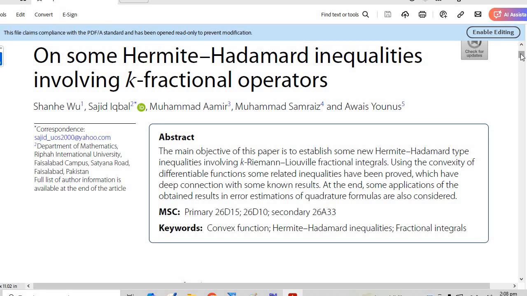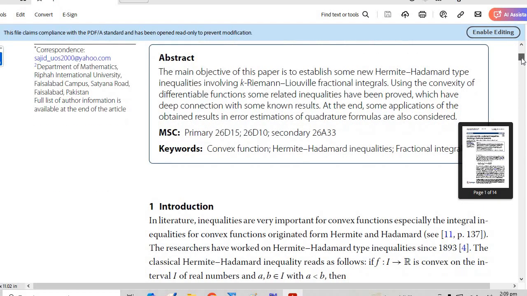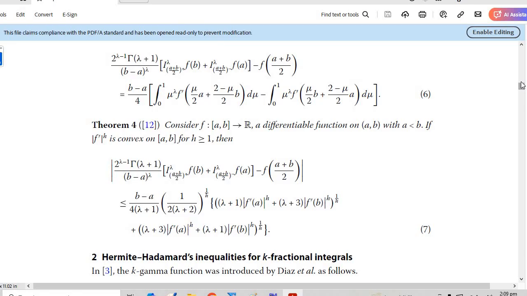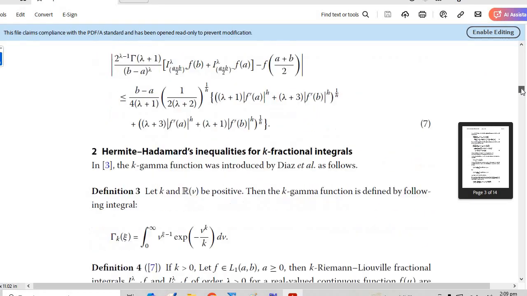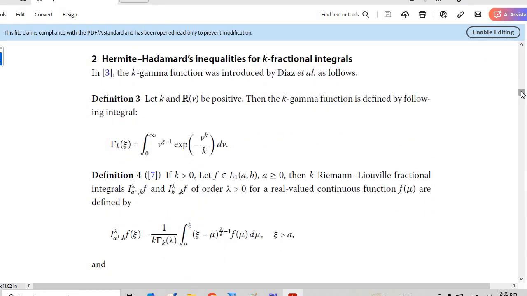I have told you already in the class about the Riemann-Liouville fractional integral. This is the general case, because for the special value k equal to 1 we can get the definition I told you in the previous class. Mainly we shall use the convexity of the function to establish the Hermite-Hadamard type inequalities. So without any delay, we shall start from the main results.